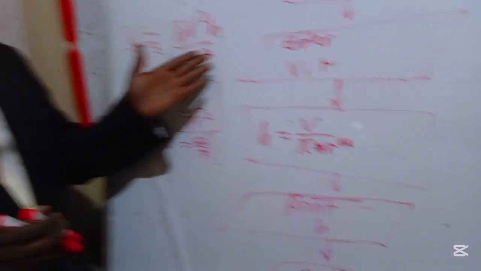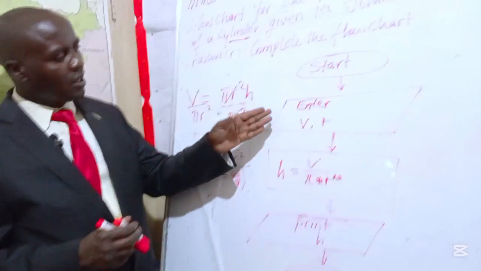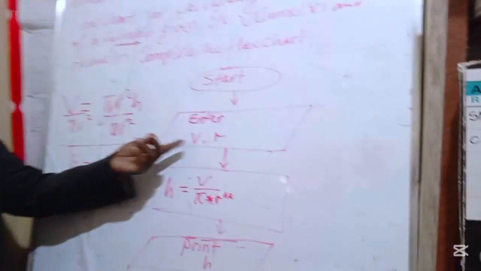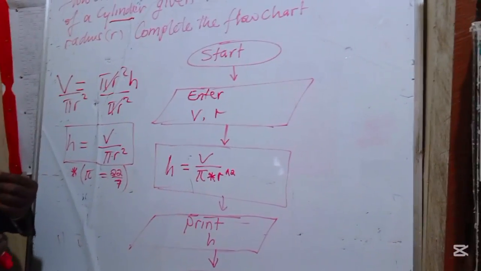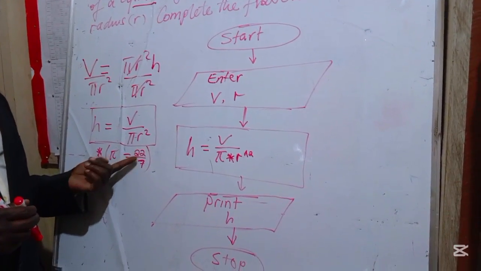So what am I saying? I'm saying, what is that which we put in the input box? Input box, we put the variables. So you have to identify the variables which are supposed to be there. Why didn't I put the pi? Pi is a number which is 22/7.